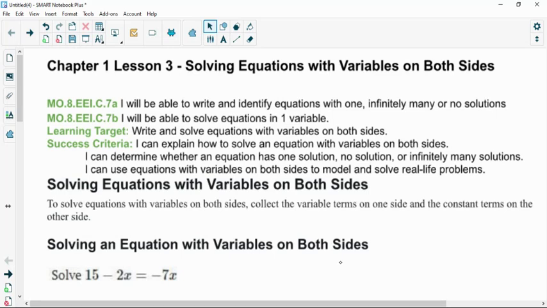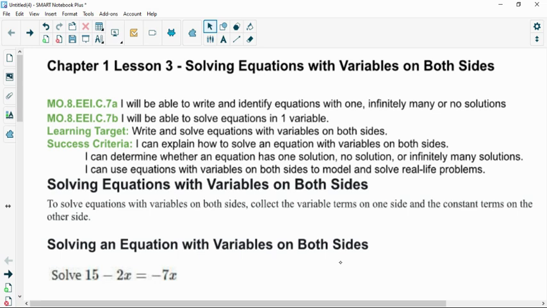Chapter 1, Lesson 3 is on solving equations with variables on both sides. Up to this point, we've done simple equations where it took one step to solve. We've done two-step and multi-step equations where we had to introduce simplifying our equations before we could complete solving them. And now we're going to expand it to where we can have the variable appear on both the left and the right.